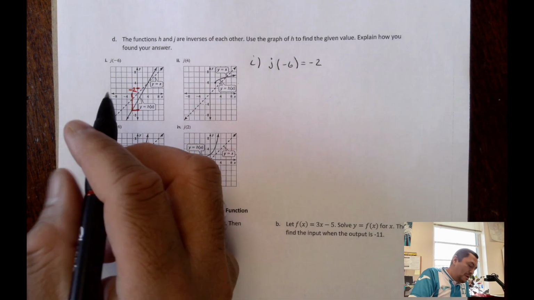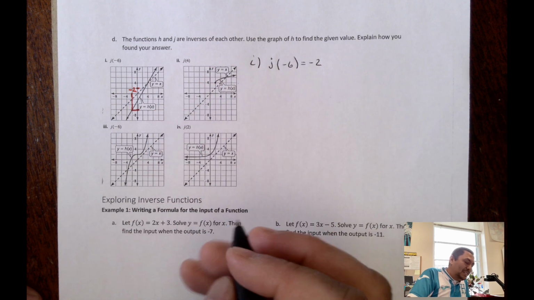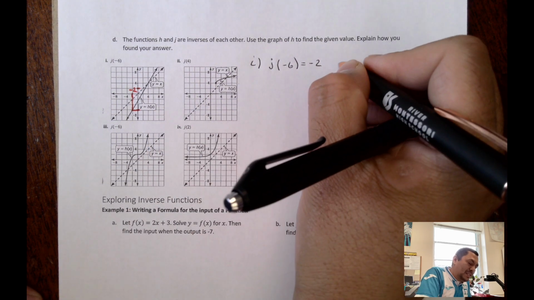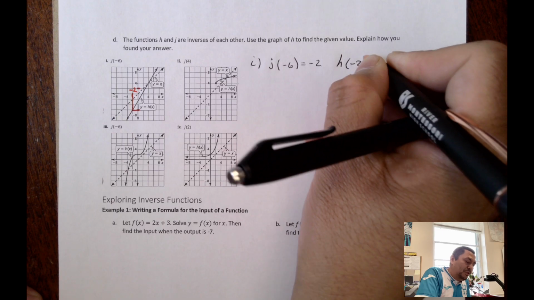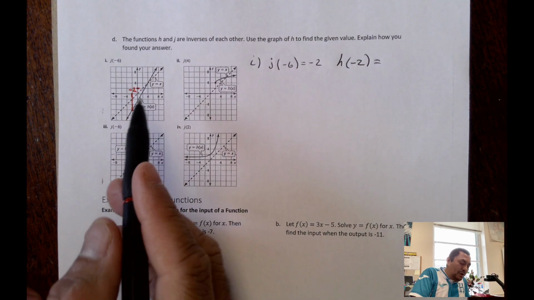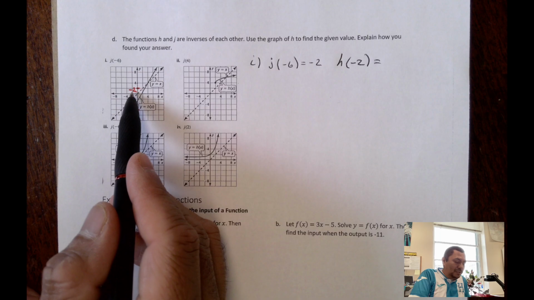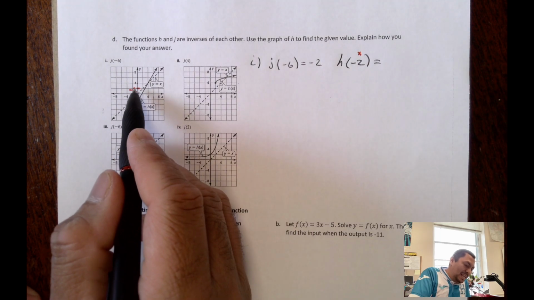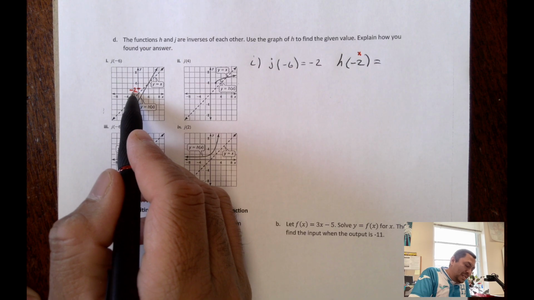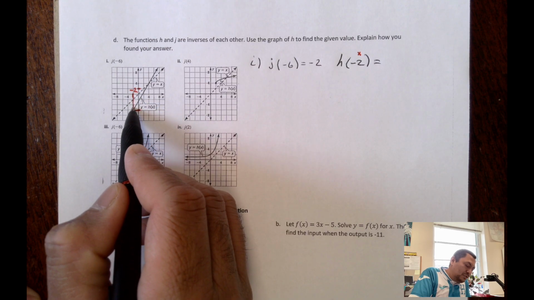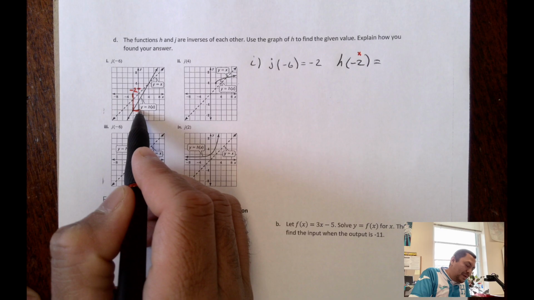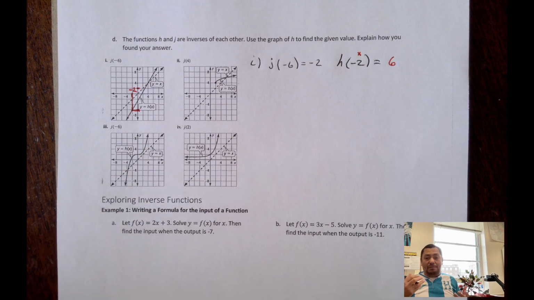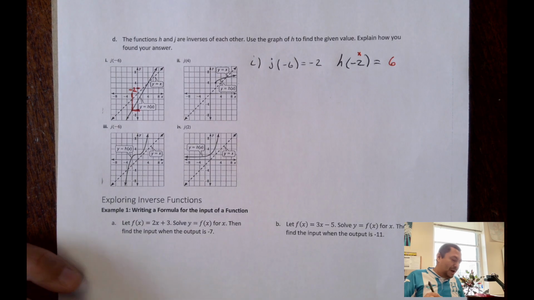-2. Now, for the second part, they want me to do h of -2. What is that one equal to? So I just reflect back. I start with x equals -2, and I just go down to the line and reflect it, and it equals 6. So it's just a reflection on that graph.